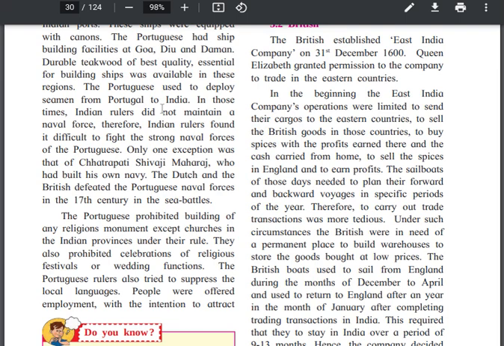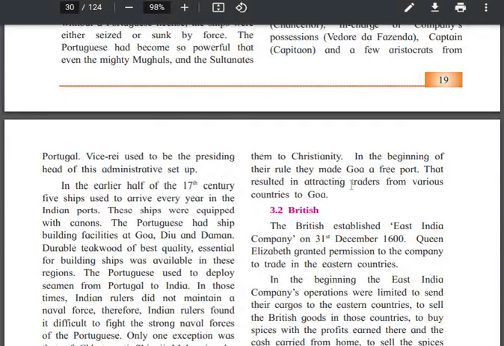They were suppressing them. People were offered employment with the intention of attracting them to Christianity. So at that time people were getting jobs through the Portuguese, but they were attracting them because they wanted to convert them to Christianity. In the beginning of the rule, they made Goa a free port, which resulted in attracting traders from various countries to Goa. Clear?